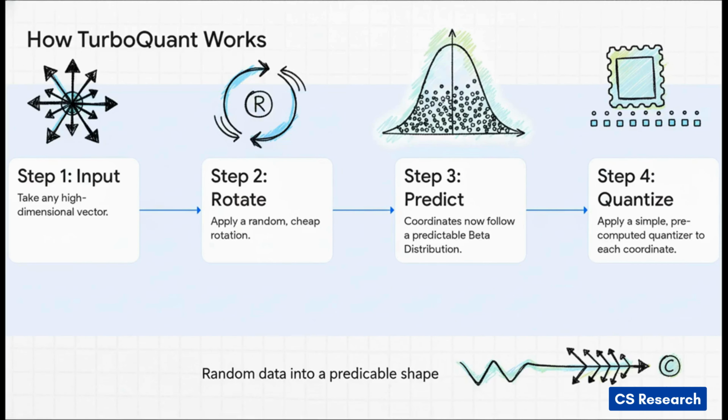It's an amazing four-step dance. 1. You take any vector. 2. You hit it with a random and very computationally cheap rotation. 3. This is the genius part. That random spin forces all the numbers in the vector to fall into a perfectly predictable pattern, a statistical shape called a beta distribution. And 4, because that pattern is now known, you can just slap a simple, pre-made, one-size-fits-all quantizer onto each coordinate. It literally turns chaos into predictable order and then compresses it.